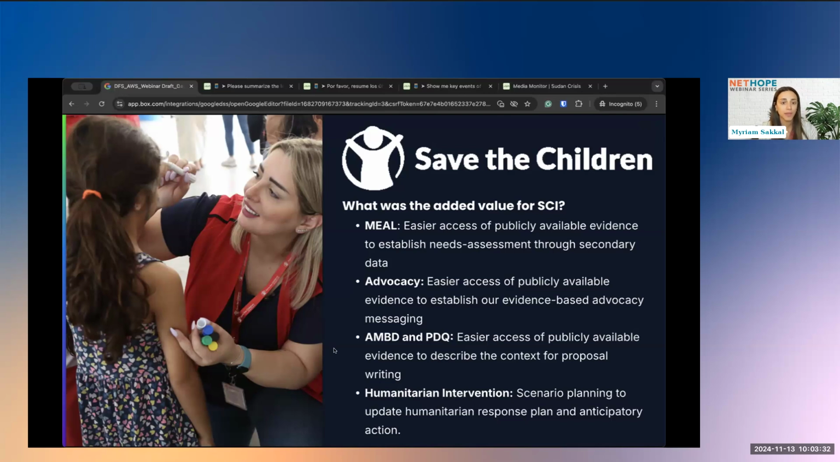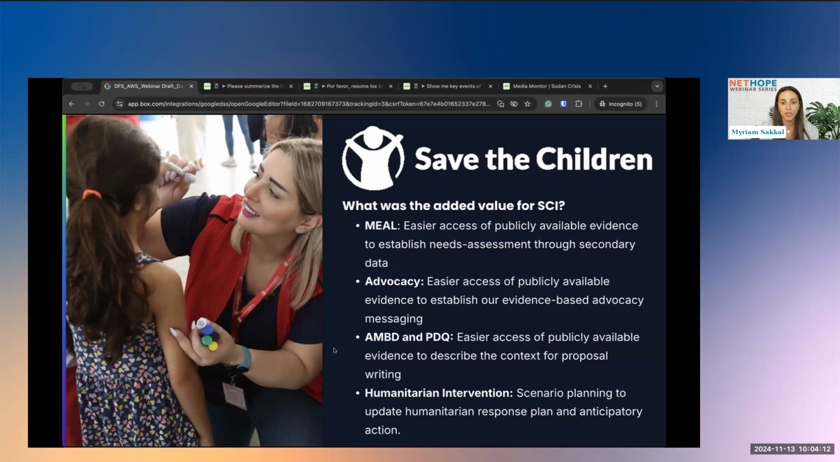First, when it comes to MEAL, the monitoring, evaluation, and learning, instead of going to the field and collecting detailed data for the needs assessment, we were able to easily access the publicly available evidence for our needs assessment and complement whatever data we found on the field, especially since currently in Lebanon, because of the context, it's very difficult to collect data because of security concerns and access concerns. And this is why we heavily rely on secondary data. And GANNET was one of the solutions that facilitated this challenge for us.